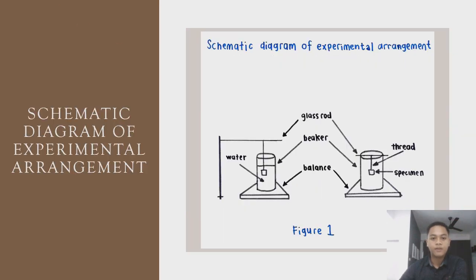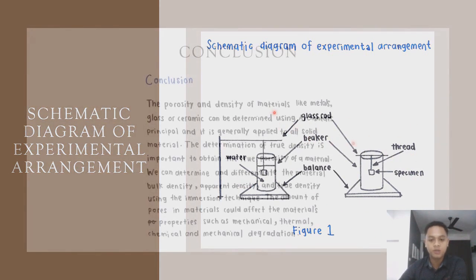So what we have here is the schematic diagram of the experimental arrangement for our experiment. We have apparatus like glass rod, beaker, weight balance, water, thread, and specimen. And this is basically the arrangement of the apparatus and materials that we have to keep in this experiment.